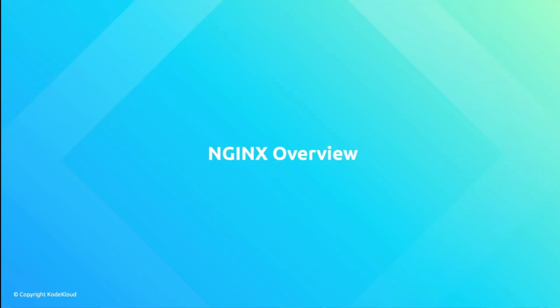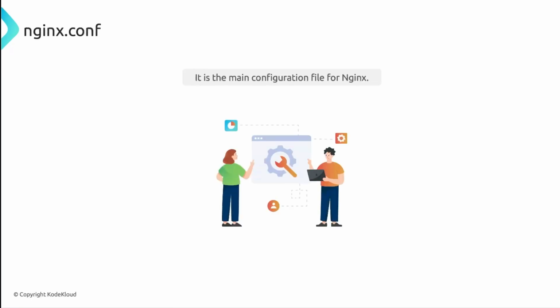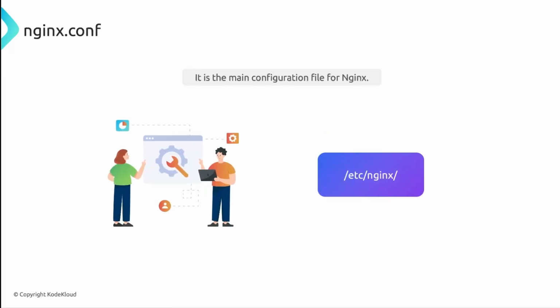In this video, we'll cover the basic configuration of NGINX. So let's dive into the nginx.conf file, which is the main configuration file for NGINX. You'll typically find this in /etc/nginx on most Linux distributions. Here's a quick overview of how it's structured.